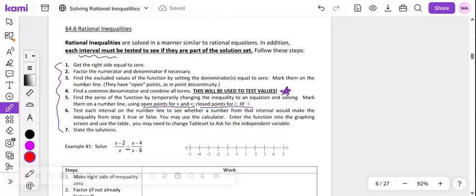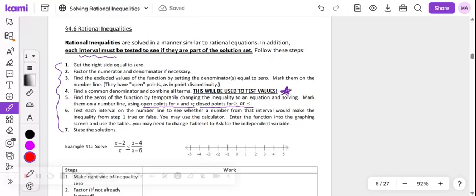Hi there. What we're going to be working on in this video is how to solve rational inequalities. This is a very similar process to the one for solving equations, but there's one very important step. That step is that we are going to be testing intervals on our number line to see regions of numbers that work, intervals of numbers that work.